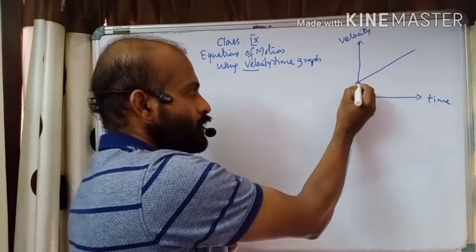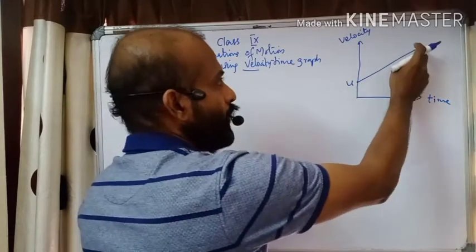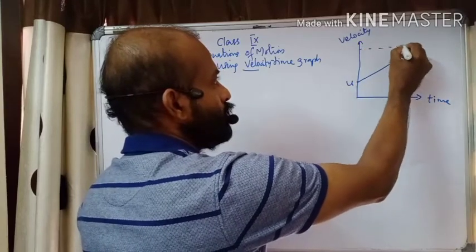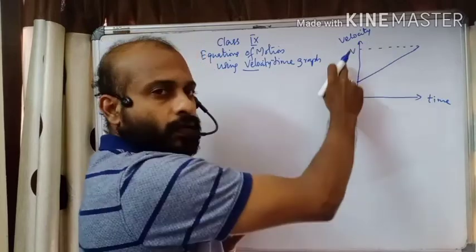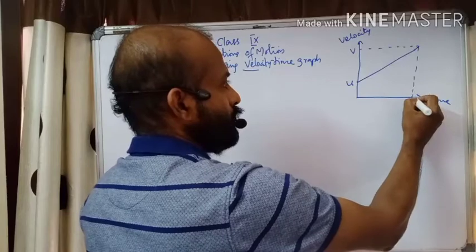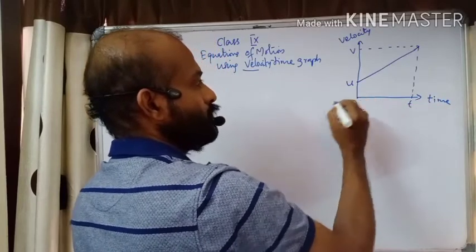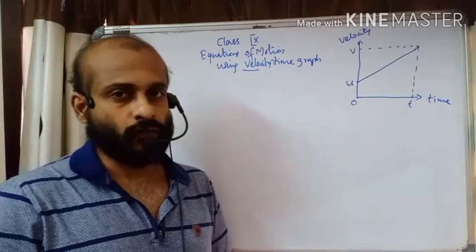The straight line has a starting value. This is the starting value called initial velocity, u, and the final value we can represent with v. v is our final value. Okay, initial velocity and final velocity. The maximum time taken I just indicate by symbol t. This is the origin of the graph. So using this graph, we are going to derive the first equation of motion.